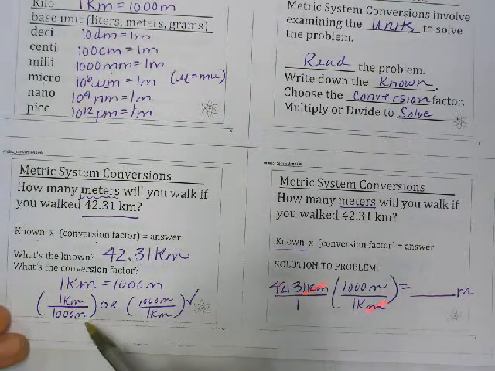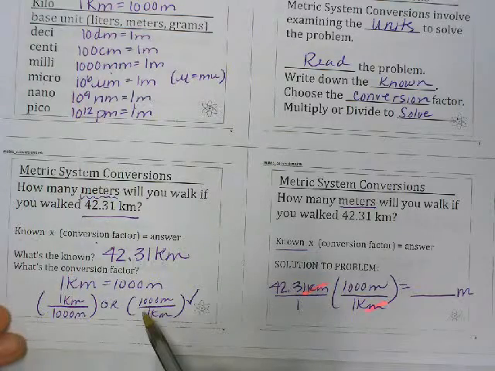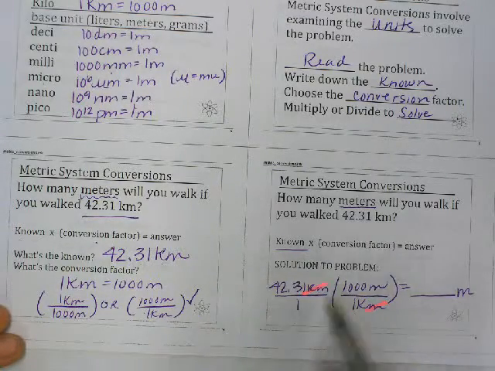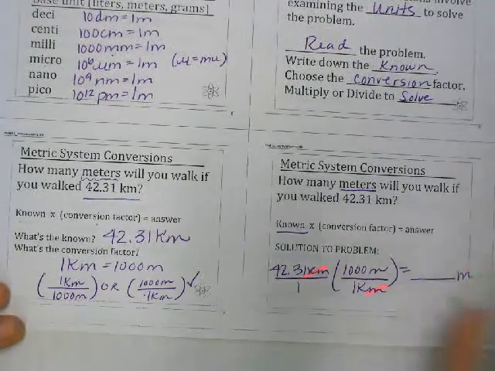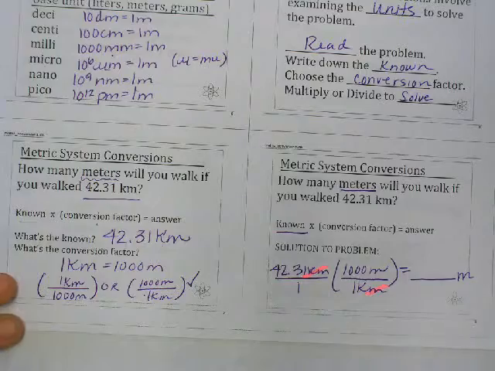This is always your choice. Which one do you use to solve the problem? You have to use the one that cancels out your known. It's the same as in math. Whatever's on top, if there's the same thing on the bottom, you can cancel it out.